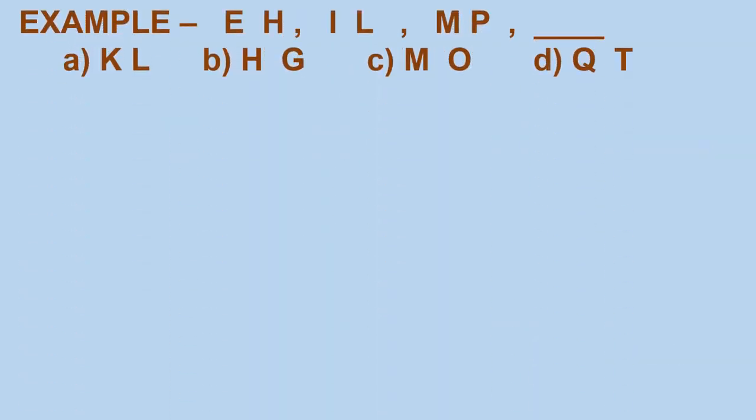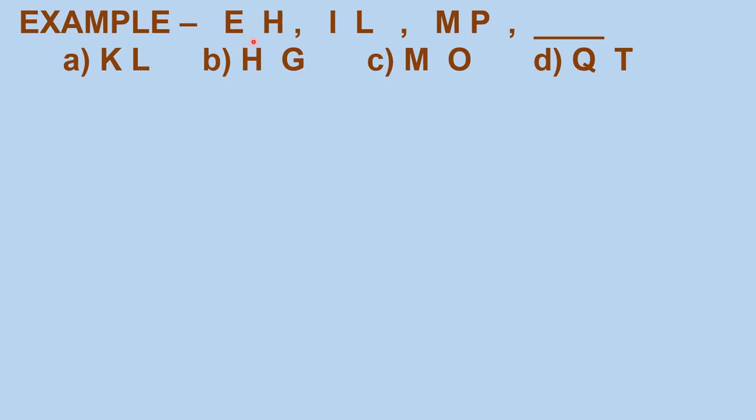Okay, now beta we will learn it with this example. Here it is given EH, IL, MP, dash, and the options are A KL, B HG, C MO, and D QT. Okay, so beta we all know alphabets, English alphabets. There are 26 letters in our alphabets.